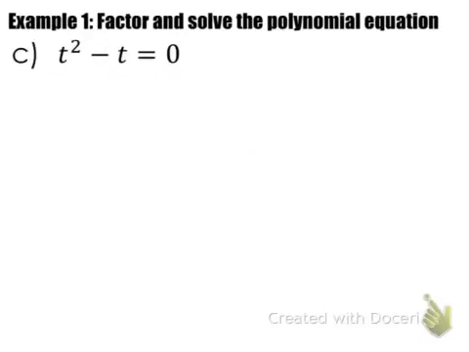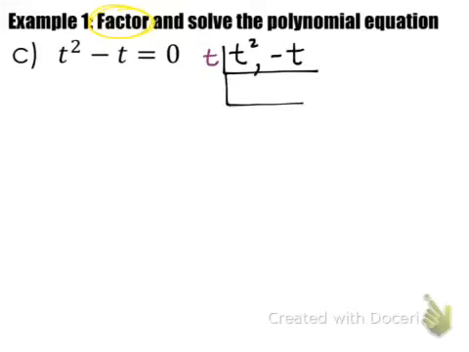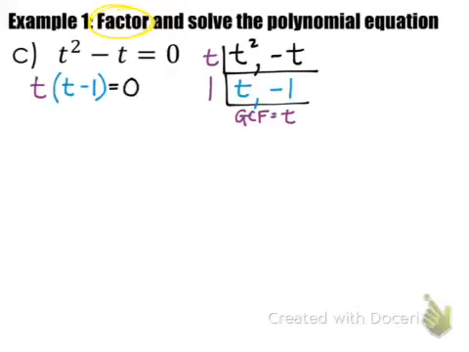So in this third case, it's asking us to factor and solve the polynomial equation, except we're not multiplying two binomials like the first two situations. But if you look at t squared minus t equals 0, we can actually factor out a greatest common factor of t. When we factor out the t, we're left with a t and a negative 1. So we rewrite the equation with a GCF of t on the outside, and what's left over is t minus 1 equals 0. So now here are our two products.